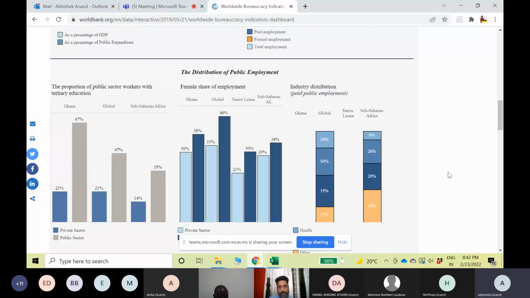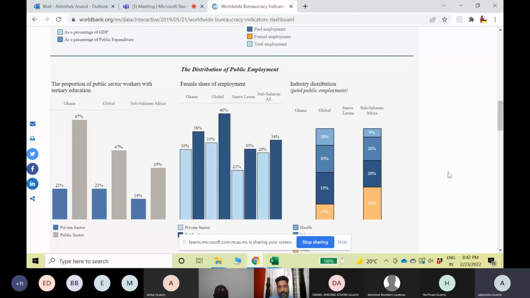Now, this is another aspect of the data set that we have, where we look at the education level of the public sector workers. In the first chart that you see here, what we are looking at is what proportion of the people who are working in public sector have tertiary education. Basically, they have college education. And we look at this number both for public sector as well as private sector.